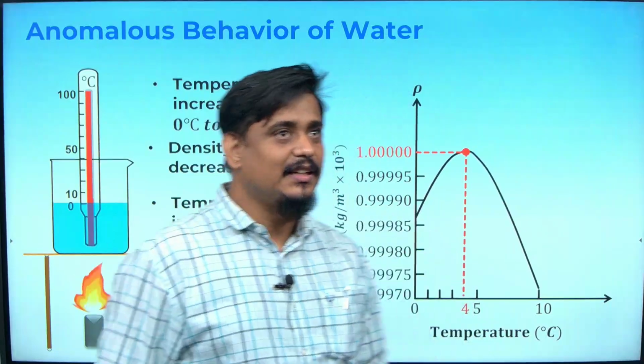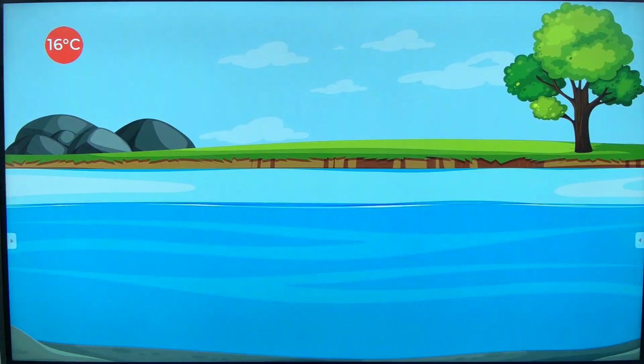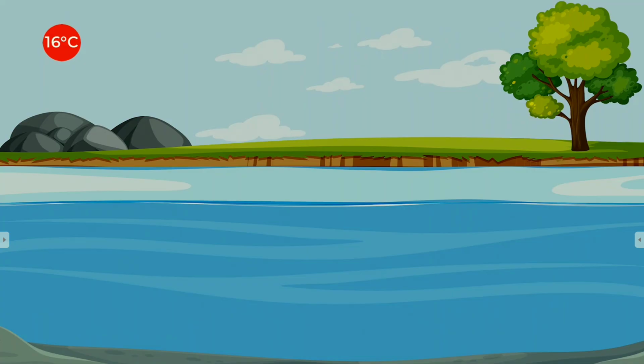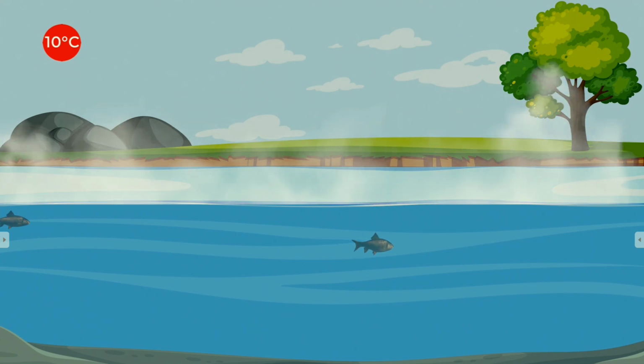To understand this, I have a small video. I hope everybody is able to see it, who is online also. Please pay attention. So there is a small lake where there are fishes, right? And if you see, the temperature is 16 degree now, a good temperature where we go to Ooty to visit. 16 degree is a pleasant temperature, isn't it? But slowly the temperature is reducing. See, it became 10 degree now.